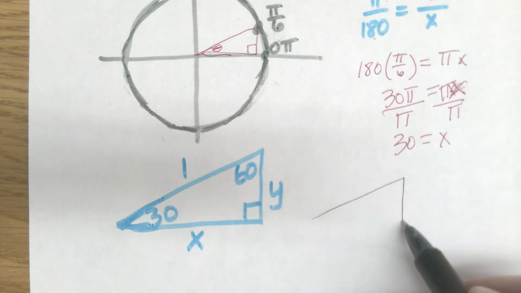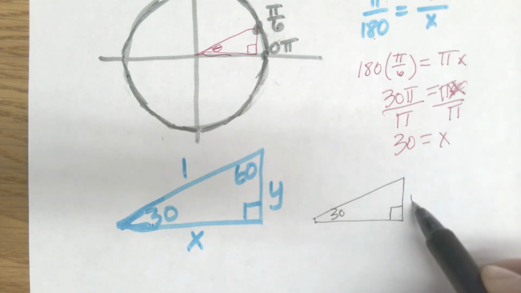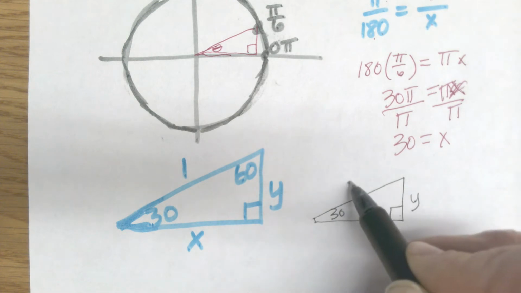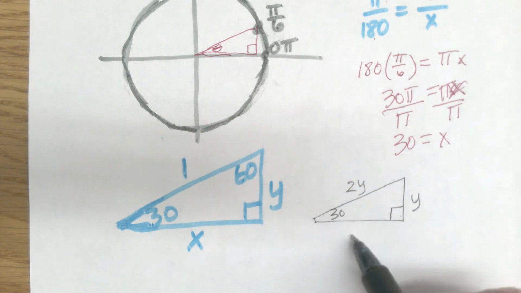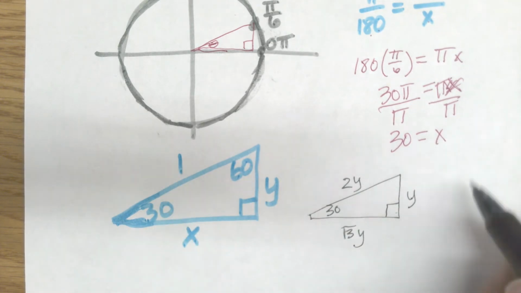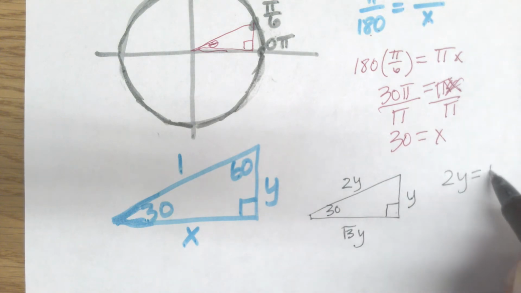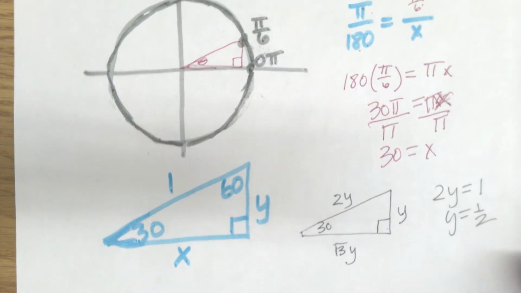So when I make that connection on here, across from the 30 degrees, if this is y, I know the hypotenuse is twice y, and I know the long leg is the square root of 3 times y. So in this case, the one thing that I know is the hypotenuse again. So the hypotenuse 2y is equivalent to 1, and y is equivalent to 1/2. Hey, this looks really familiar, doesn't it?